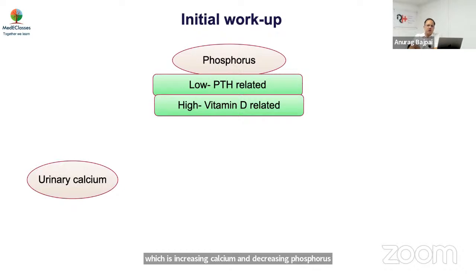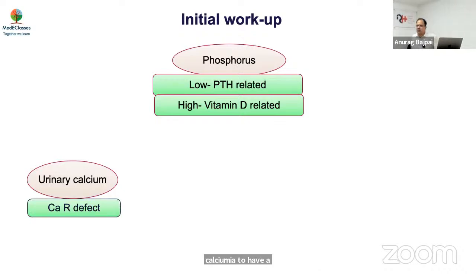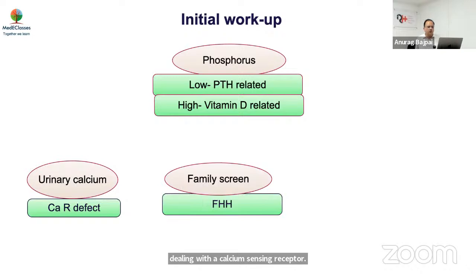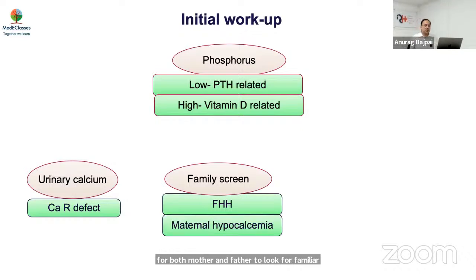Urinary calcium, again, you expect anybody with hypercalcemia to have a high urinary calcium. If your urinary calcium is on the lower side, you're dealing with a calcium sensing receptor defect. Always in the newborn period, get a family screening done for both mother and father to look for familial hypocalciuric hypercalcemia or familial benign hypercalcemia. Especially also look for maternal hypocalcemia.